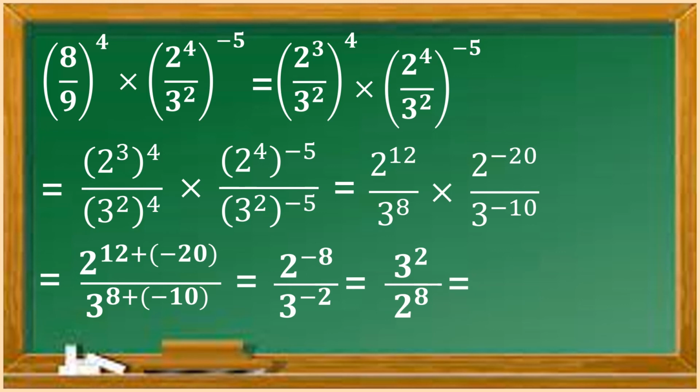Simplifying further, what is 3 squared? Very good, it is equal to 9. And what is 2 to the power of 8? Very good, it is equal to 256. So the final answer is 9 over 256.